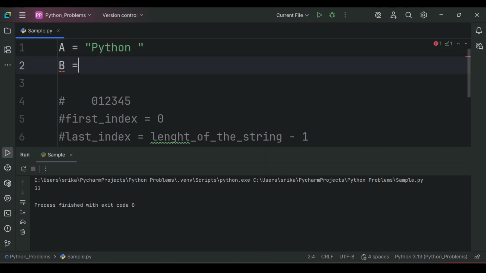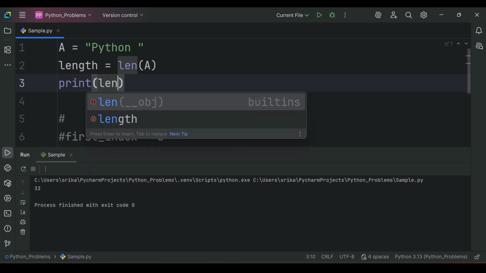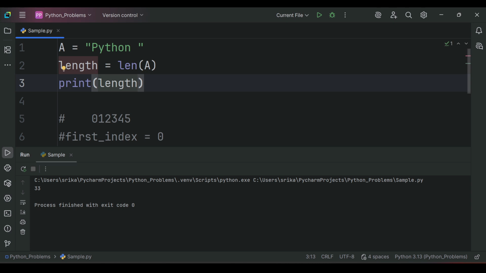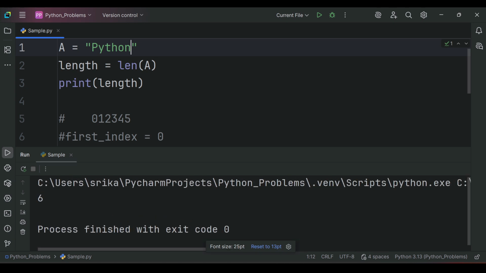Let's have a look. Suppose length is equal to len of A, then print length. See how much will come: 7 characters are there. Suppose here I remove the space, then 6 characters. This is, friends, string slicing. I hope you understand what string slicing is, and what the starting index and ending index are.